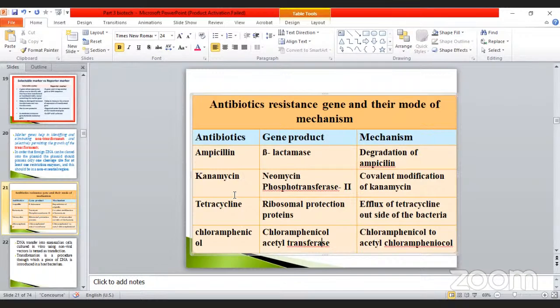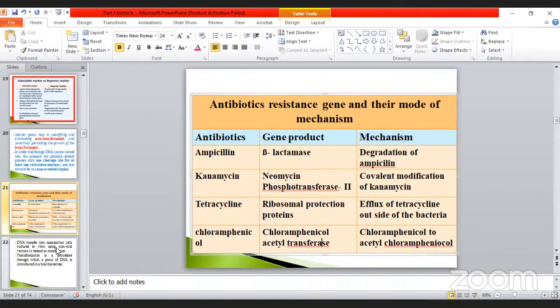So that is very, very good. These are the antibiotic resistance genes and their mode of mechanism. These four things have been given. Maximum they ask questions on ampicillin, kanamycin, tetracycline, and chloramphenicol is also there, because these are the important antibiotics mostly involved in genetic engineering and also related to plasmids. So it is very, very important.